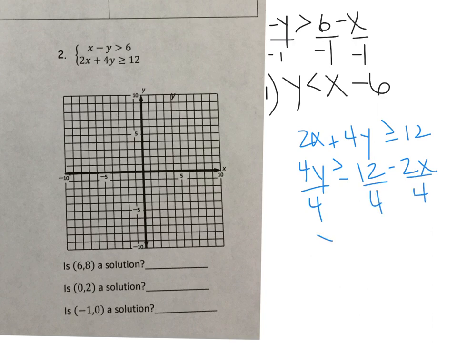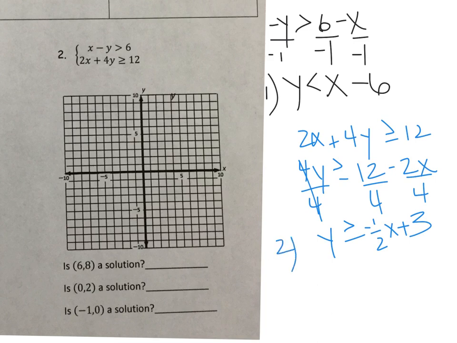I have 1y, that just equals 1, is greater than or equal to. Notice I did not divide by a negative or multiply by a negative, so the sign gets to stay. 12 divided by 4 is 3. I'm going to put that in the back. It's a positive 3. -2/4 actually reduces to -1/2 x plus 3.